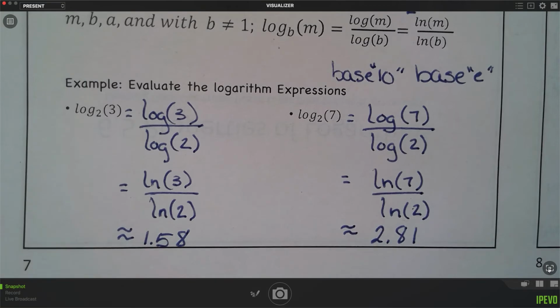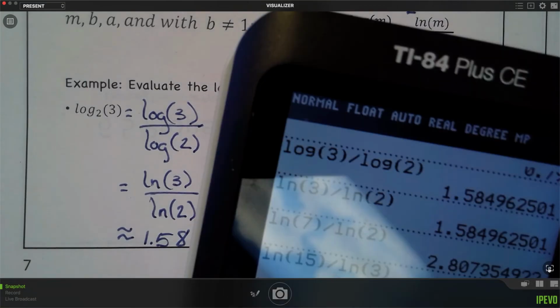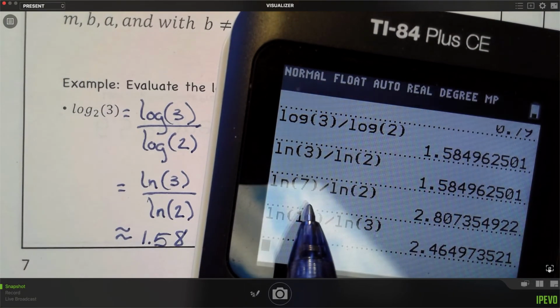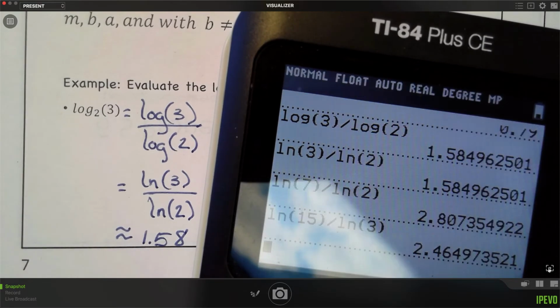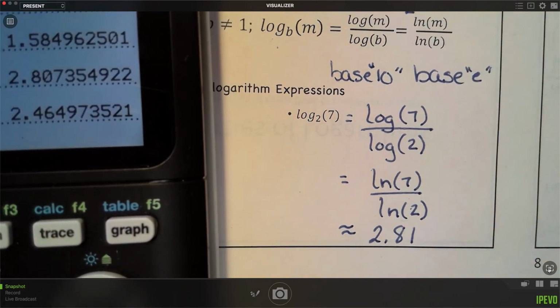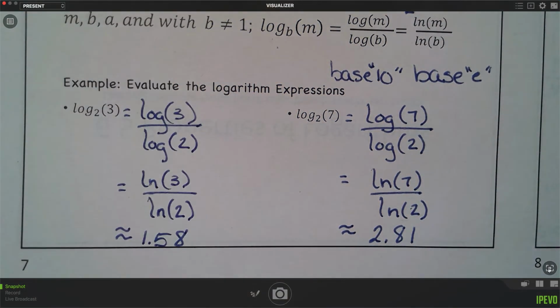You honestly just put log of 7 divided by log of 2. Make sure you end your parentheses because if you don't, you're doing a log and a log, and that's not what we're doing. Okay, the last thing, we have 2 more examples.